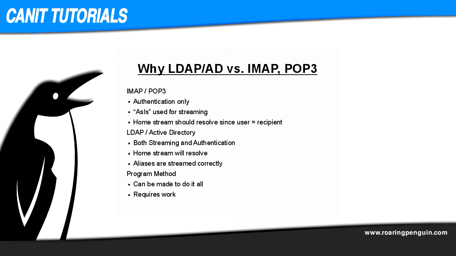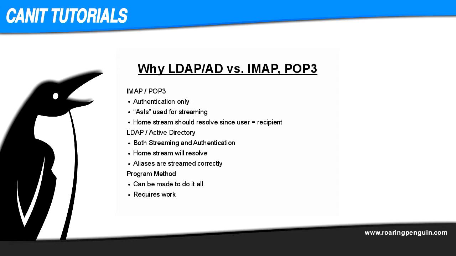If you have a choice between using Active Directory and, say, POP3 or IMAP, why should you choose Active Directory? First, understand that IMAP and POP3 are only used for authentication. When a user logs in, the stream that they get access to, their home stream, is the same as the login name they use. So if I log in as bob@domain.com, then I have access to the stream called bob@domain.com.